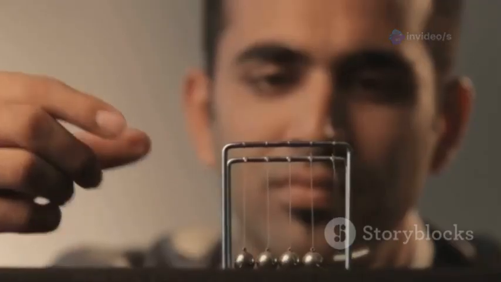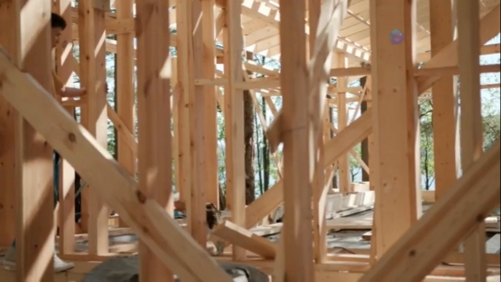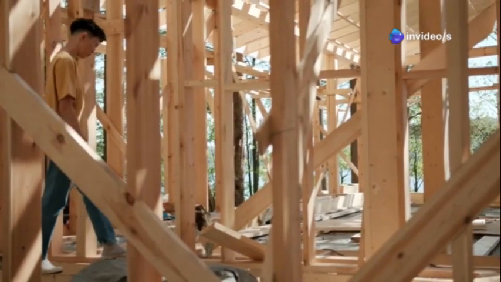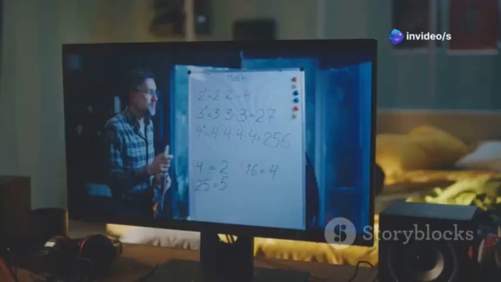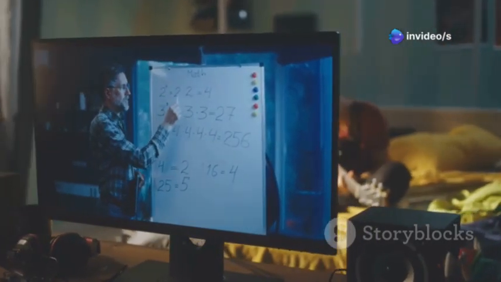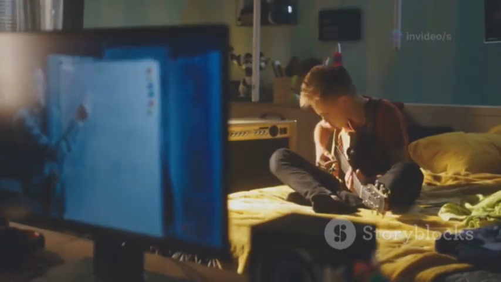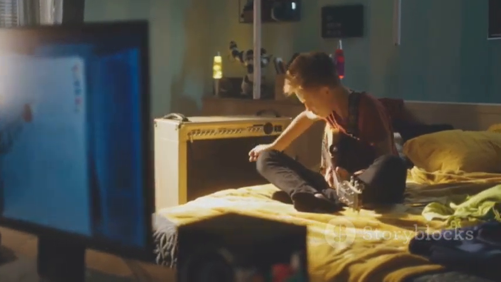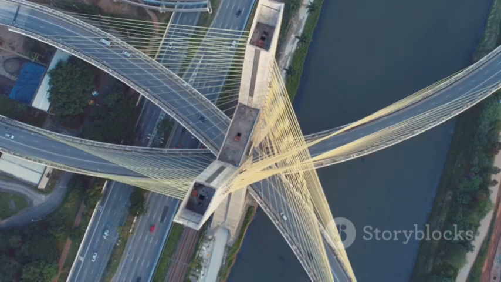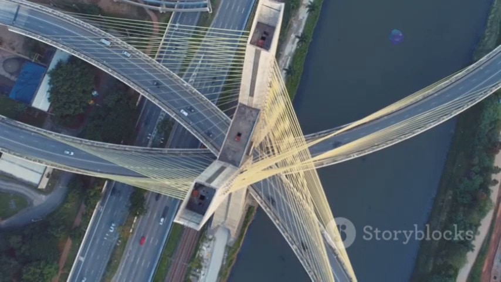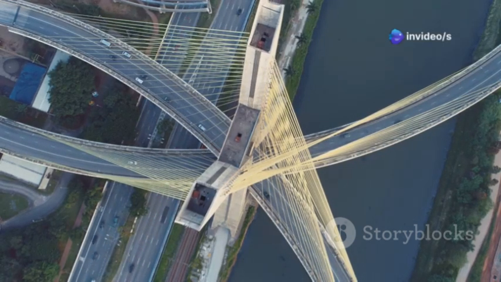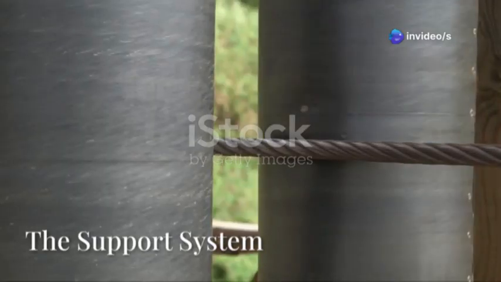This principle of equilibrium is crucial for determining the reactions at the supports of a beam. Reactions are the forces that the supports exert on the beam to keep it in equilibrium. By applying the equations of equilibrium, we can calculate the magnitude and direction of these reactions. Understanding equilibrium and reactions is essential for analyzing any structure, from simple beams to complex bridges and buildings.